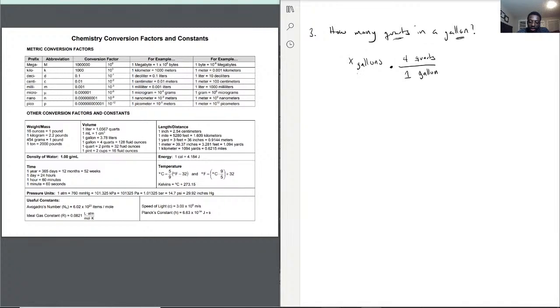Okay, and just like that, these two cancel out, and there you have it, X times 4, so it'll be 4X quarts. For any X that you get for gallons, it'd be 4 times the amount. If I had 2.5 gallons, that would be 10 quarts.